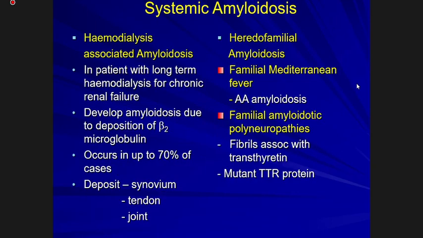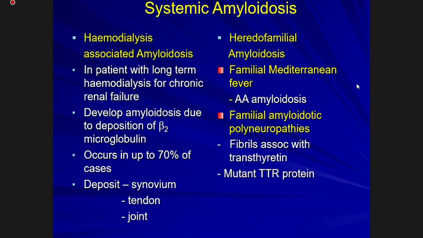Another type is hemodialysis associated amyloidosis, which involves beta-2 microglobulin. This is especially in chronic renal failure patients, who are on long-term hemodialysis. All right. These patients tend to deposit beta-2 microglobulin protein, and this beta-2 microglobulin protein will aggregate into amyloid.